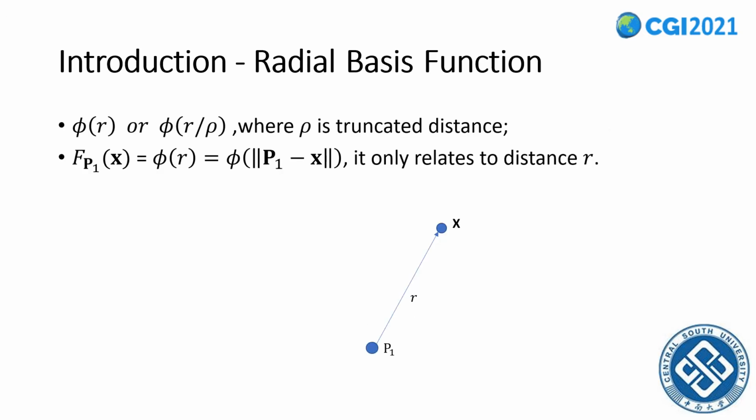It is easy to find a function called the radial basis function. The value of the function only relates to the distance r. Let phi(r) or phi(r/rho) be the function, where rho is the truncated distance.